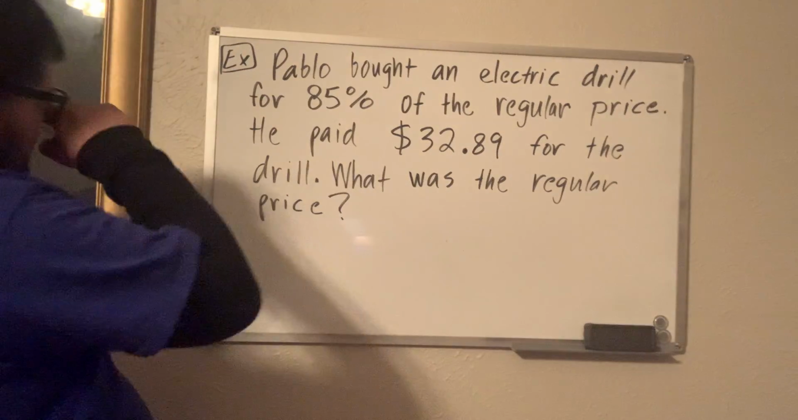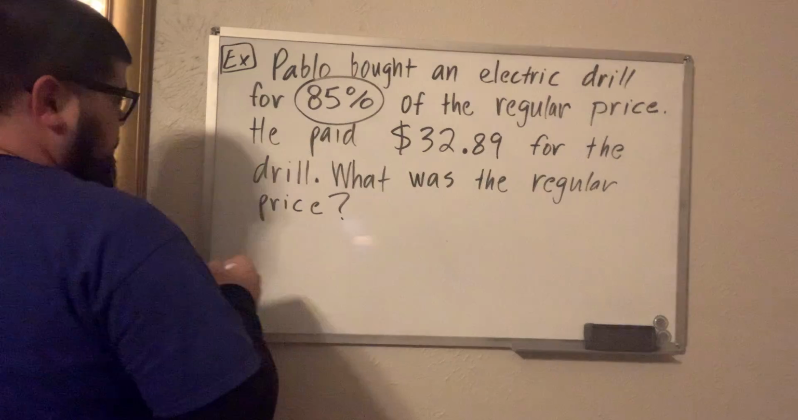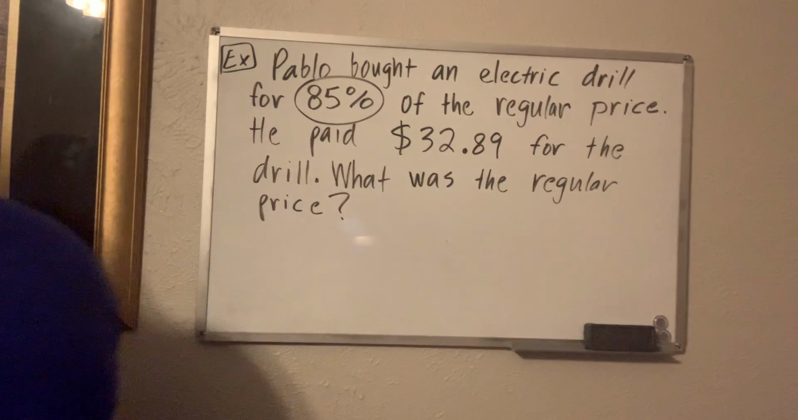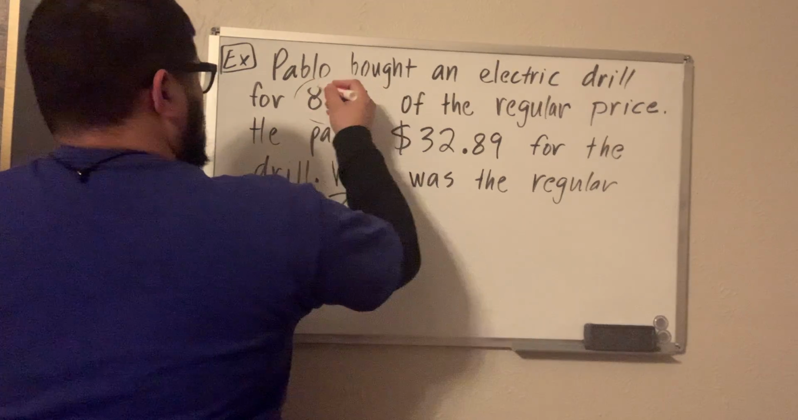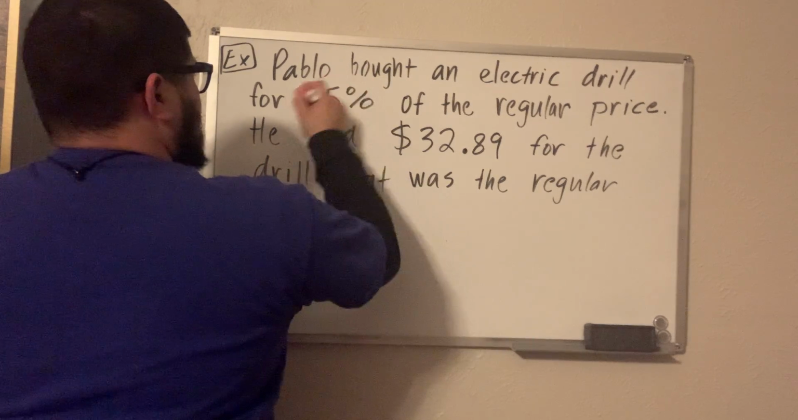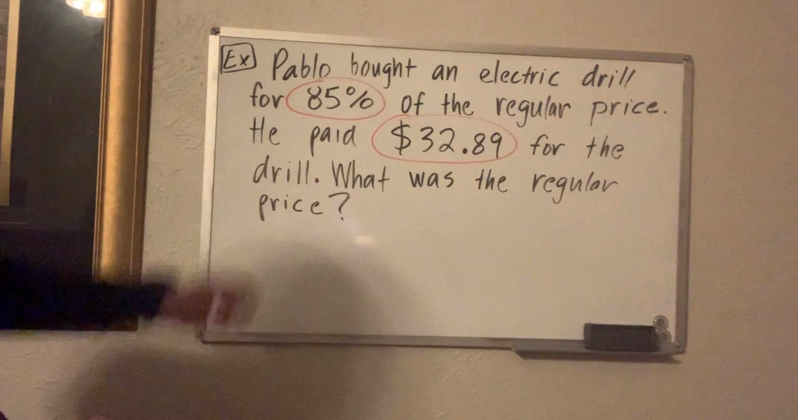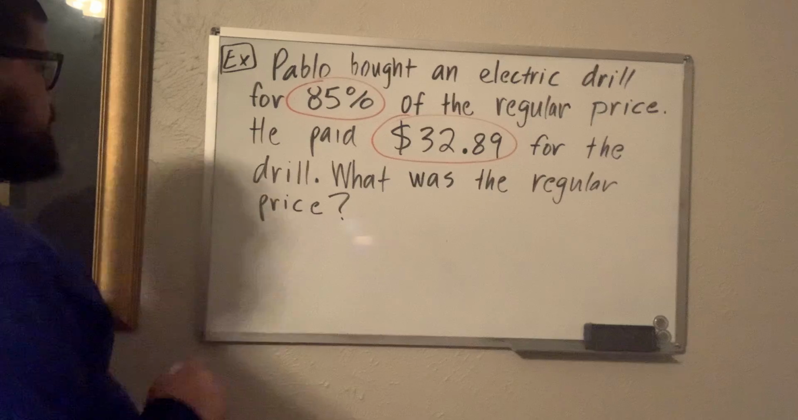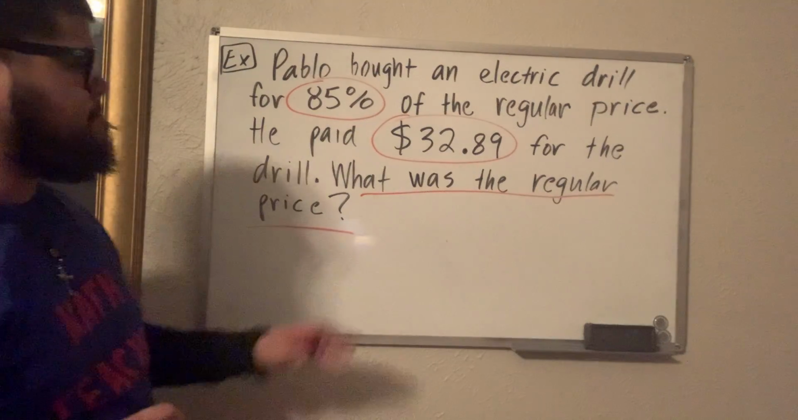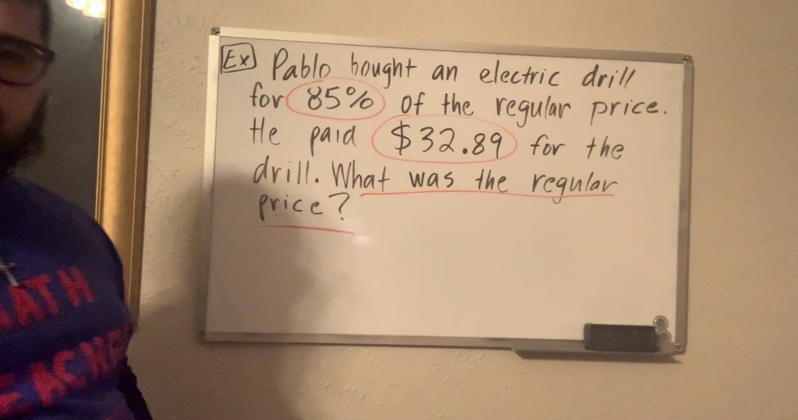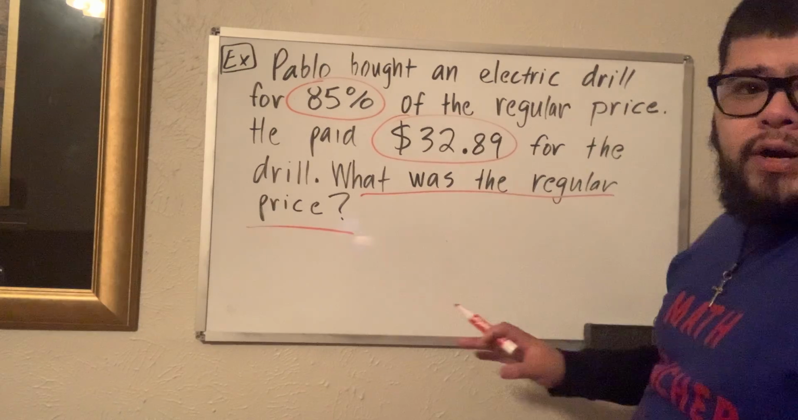All right, so let's go ahead and do some cubes. Circle the important numbers, 85%. Actually, let me use another color. And let's go ahead and go over it. 85%, $32.89. Those are two important numbers. Circle the important numbers. Underline the question, what was the regular price? That's the question. We're looking for the regular price, right?